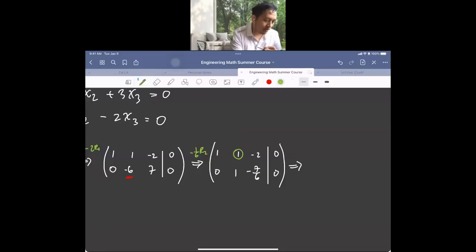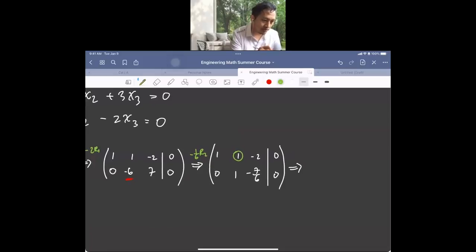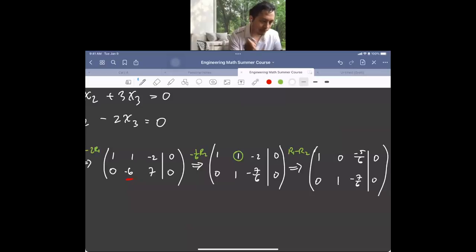And then we need to make this 1 over here 0. So we are just going to do R1 minus R2. So 1 is still 1, 1 minus 0, 1 minus 0, 1 minus 1 is 0, negative 2 minus negative 7 over 6, so negative 12 plus 7 is negative 5 over 6. And the last is still the same. Okay.